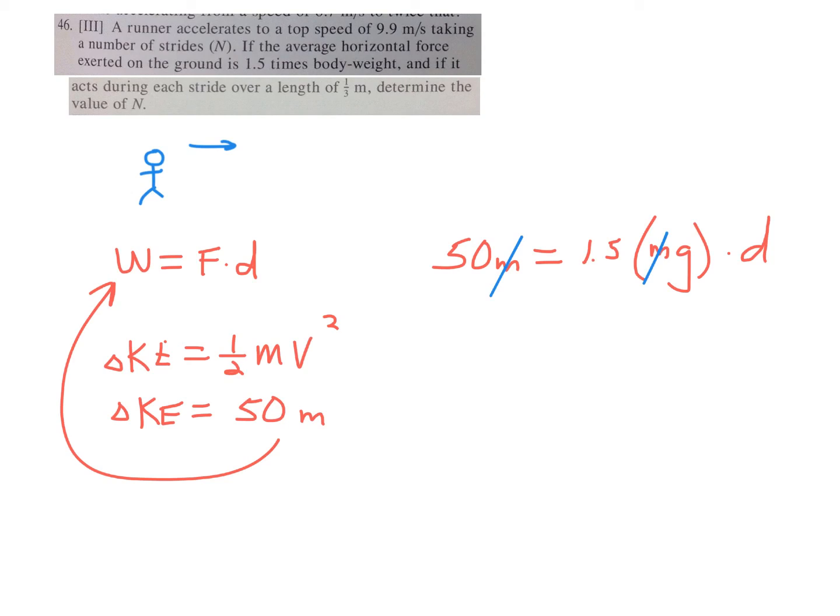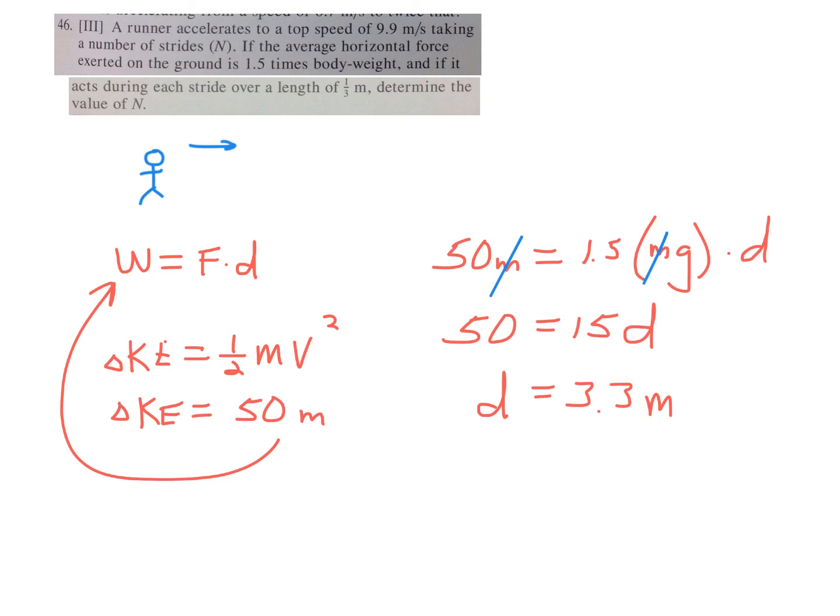So what I have here right now is 50 equals 15d. Now if I solve that for d, that's just going to be 50 over 15, so it'll be 10 over 3. Isn't that 3.3 to 2 sig figs? 3.3. The distance is 3.3 meters. That's the distance over which the force had to act.